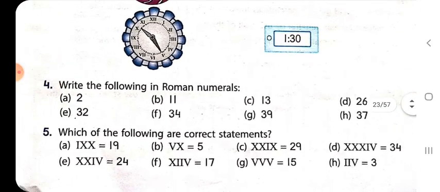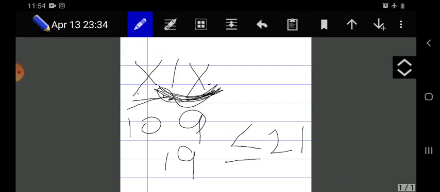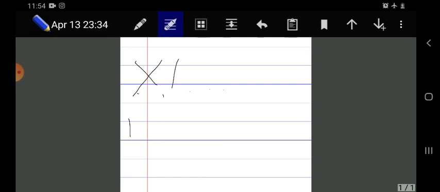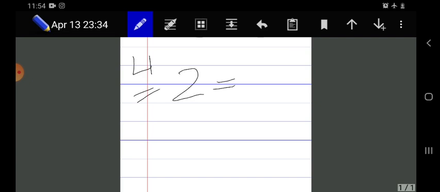Okay, write the following in Roman numerals. Here the digits or the numbers are given and we have to write all these numbers into Roman numerals. Moving to the first one. Here, fourth question. What is the Roman numeral for 2? I and I, that is 2.